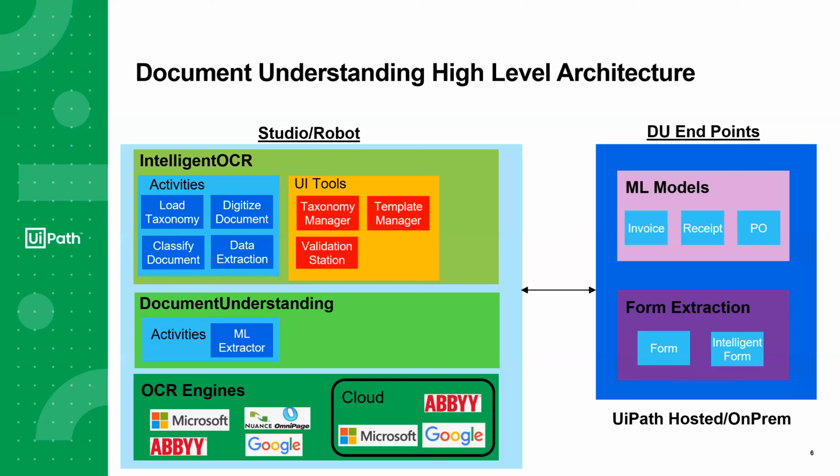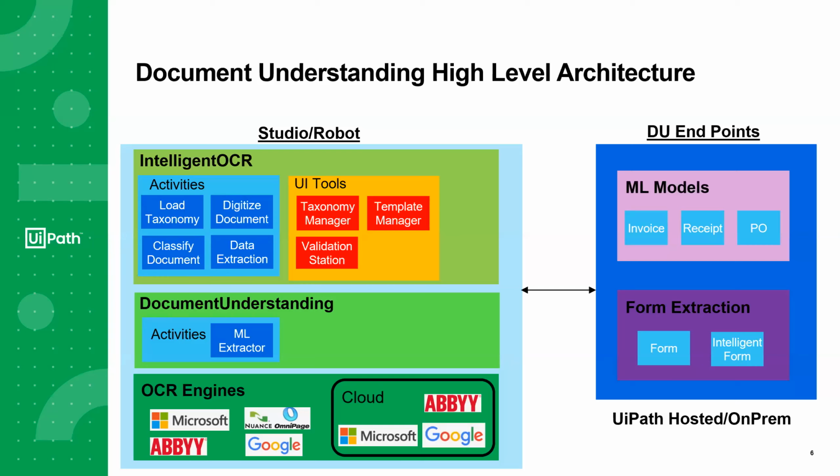The other package, which is new for document understanding, is a package called Document Understanding. And this really makes available what we call an ML extractor component, which is then used as part of our data extraction activity. Then we have the OCR engines, which I think you should all be familiar with. The main ones, the likes of Microsoft, Google, OmniPage, and ABBYY. There's cloud versions of those as well, and we also support a few other different OCR technologies.